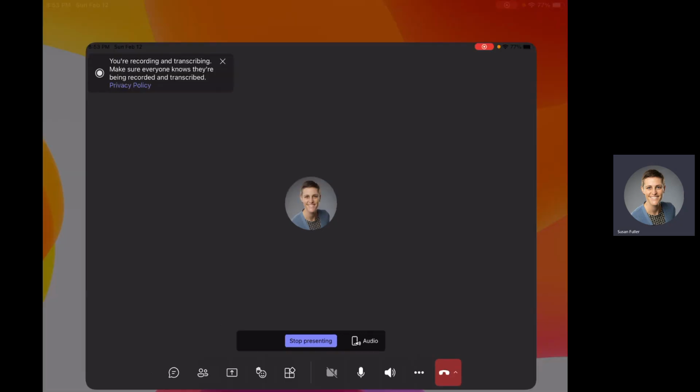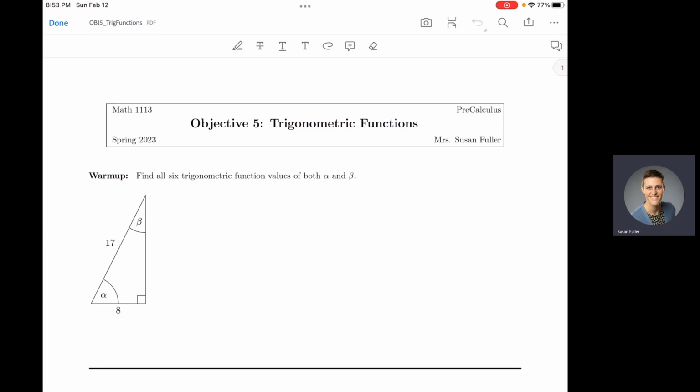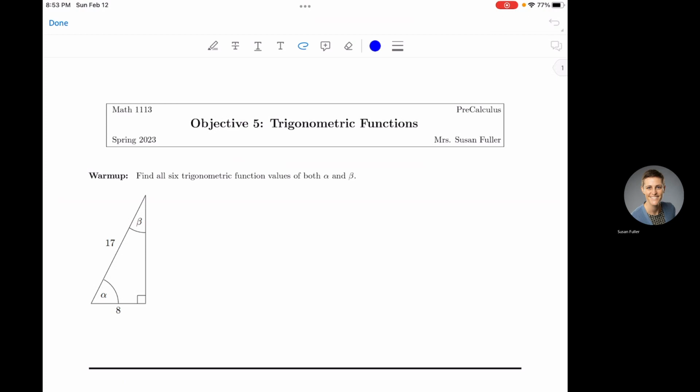Okay, so let's start working through homework 5. We're continuing on with trig functions, and we're going to get more in depth with these and start studying them a little deeper. The first thing that I want you to do is this warm up. Do me a favor, hit the pause button on this video. I want you to find all 6 trigonometric function values of both alpha and beta. So hit pause, go ahead and do that, and we'll come back together in a second.